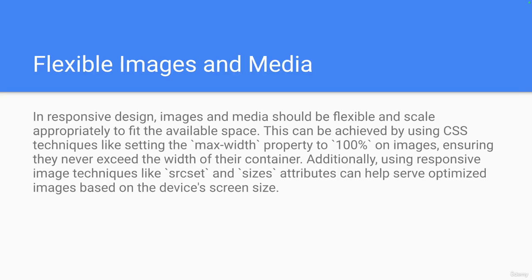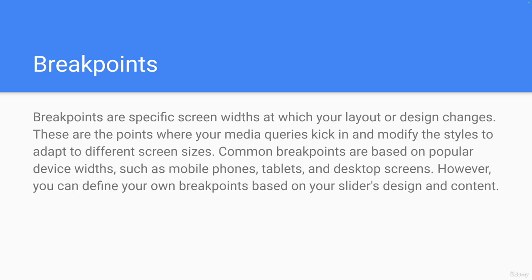Next one is flexible images and media. In responsive design, images and media should be flexible and scale appropriately to fit the available space. This can be achieved by using CSS techniques like setting the max-width property to 100% on the images, ensuring they never exceed the width of their container. Additionally, using responsive image techniques like srcset and sizes attributes can help serve optimized images based on the device's screen size.